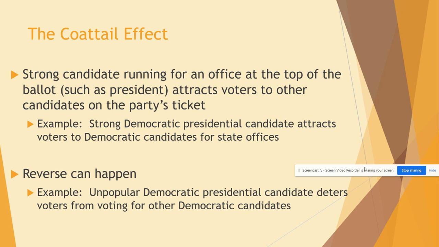So people who like him are more likely to vote for Republicans in state offices and local offices because somebody very famous and very high profile from that party attracted voters to that party. So that's called the coattail effect. However, reverse can happen too. So if there's a candidate at the top of the ballot who's more high profile and not as popular, they can turn voters away from that party too. So if, let's say, there's somebody who does not like President Trump and they're not a fan, then they're less likely to vote for any other Republican. So that's the reverse coattail effect.